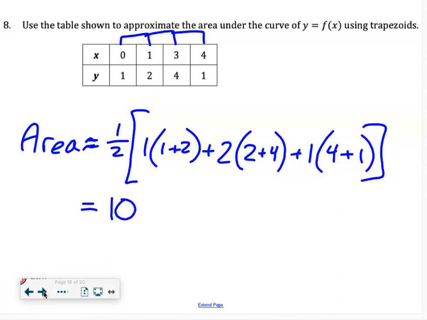You will need to know trapezoids and left and right and midpoint rectangles, right? All of those are fair. I'm not saying they're all on there, but they're all fair game, right?